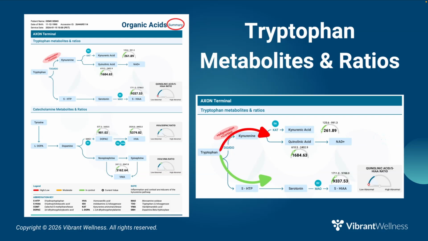Tryptophan can also go down the kynurenine pathway and be converted into kynurenic acid or quinolinic acid. Note, if kynurenic acid is low but other kynurenine metabolites are high, assess factors that may be upregulating the kynurenine pathway, such as inflammation, cortisol, stress, and infections, including gut infections and dysbiosis.